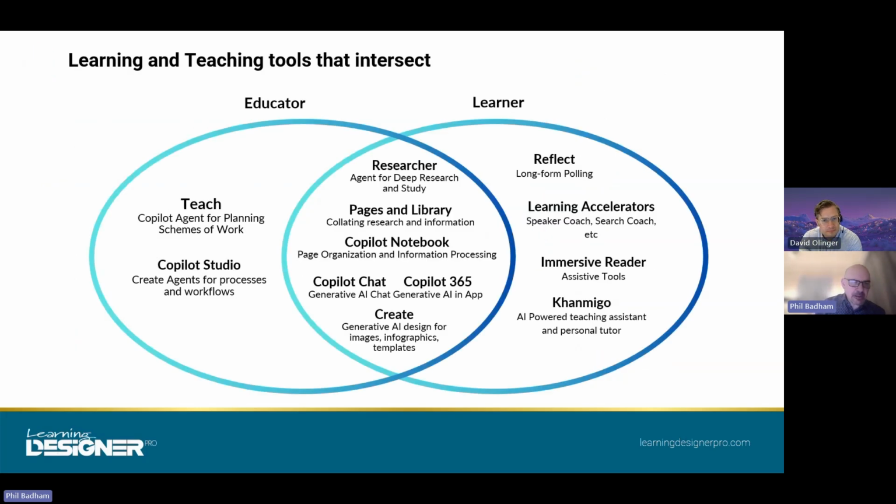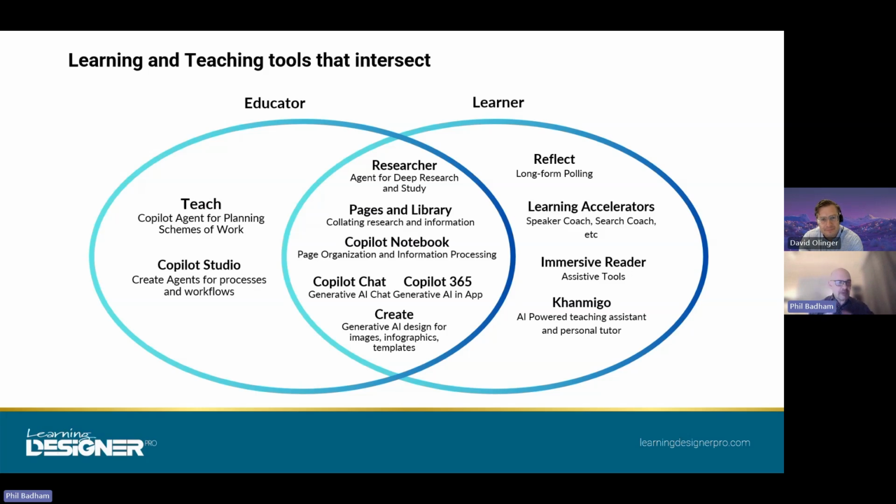There are lots of other tools as well, some of which are not Copilot specifically, but we know that there are huge amounts of tools provided within Microsoft, which appeal to both the educator and the learner. And we've put together this little diagram here to show you how some of them are separated out: some which are specifically for the educator, such as the Teach module, which we'll have a look at later on in the session, and also Copilot Studio, which Dave mentioned, but also other more learner-centric apps and modules which are particularly helpful for students, such as the learning accelerators and the immersive reader tools, which are great for assistive and inclusion elements.